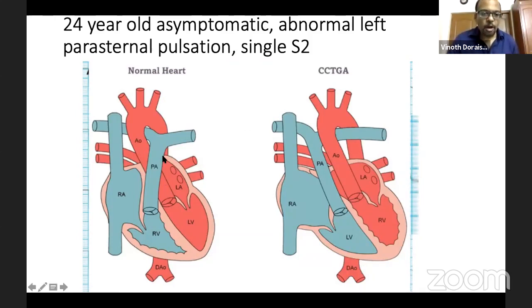Okay, so in the normal heart, we know the right atrium is connected to the right ventricle, then connected to the pulmonary artery, left atrium to the left ventricle to the aorta. So here in the CCTGA, the right atrium will be connected to the left ventricle, then to the pulmonary artery, and the left atrium will be connected to the right ventricle, then to the aorta. So it has a double discordance.